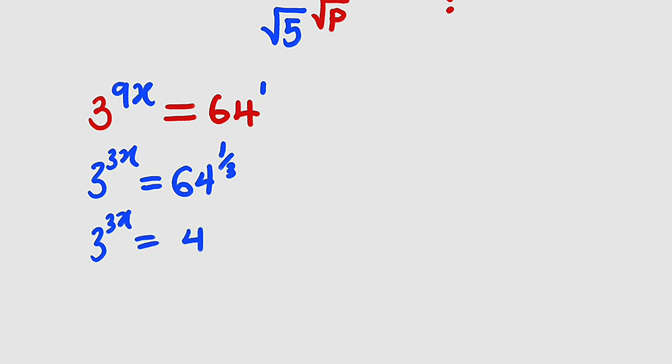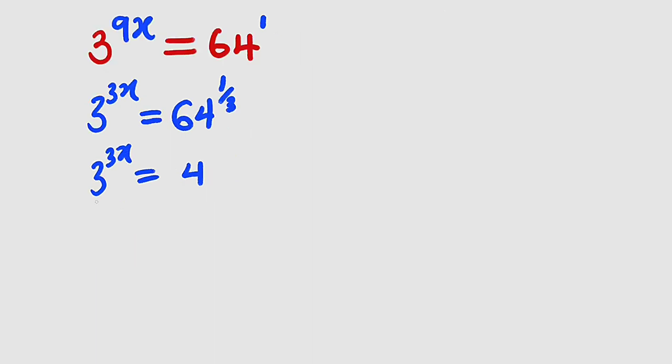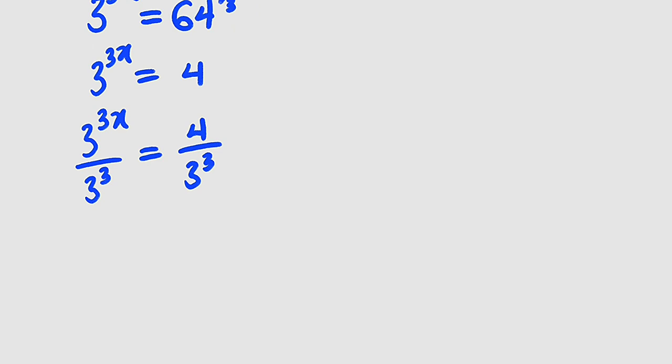All right. Next, I would like to divide both sides by 3 to the power of 3. So we have 3 to the power of 3x divided by 3 to the power of 3, and this is equal to 4 divided by 3 to the power of 3. According to one of the laws of indices, we can take the base and subtract the exponents, 3x minus 3. And this is equal to 4 divided by 27, because 3 to the power of 3 is 27.